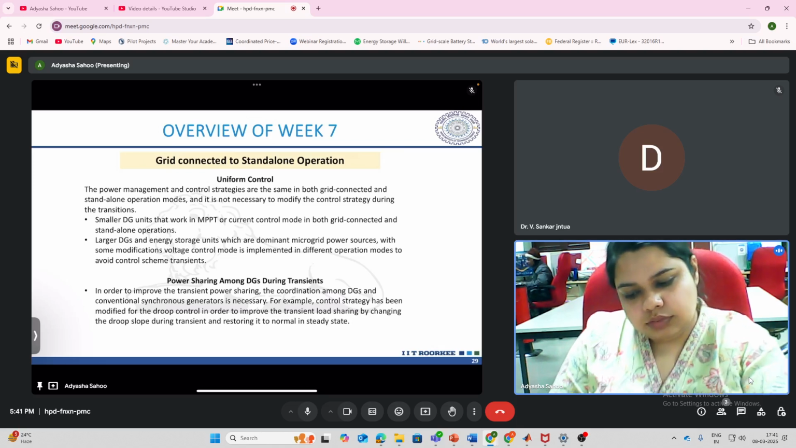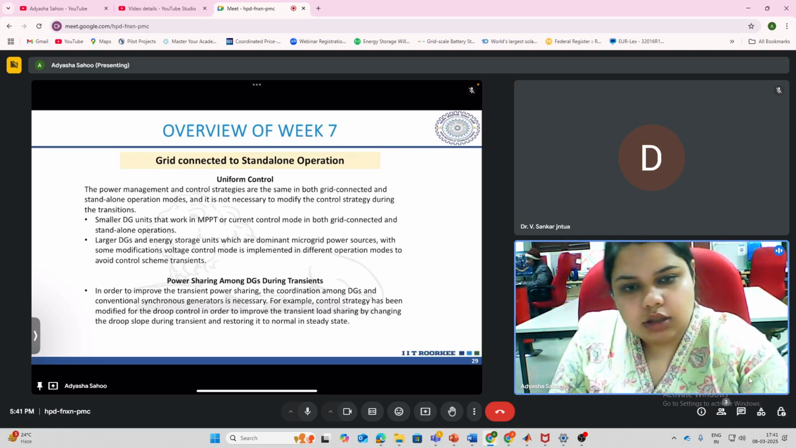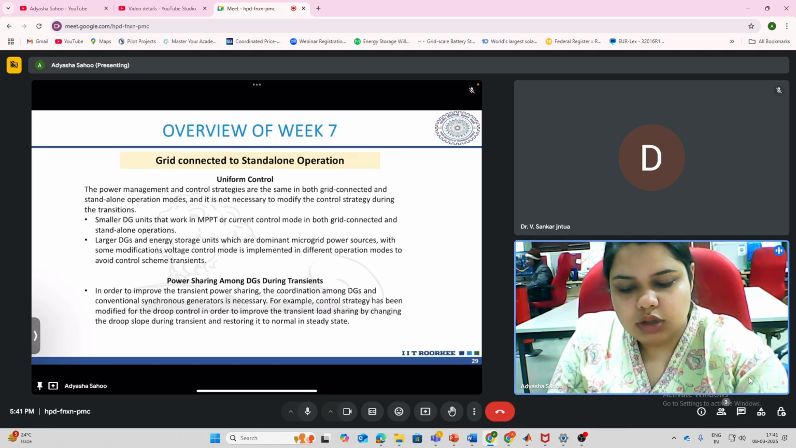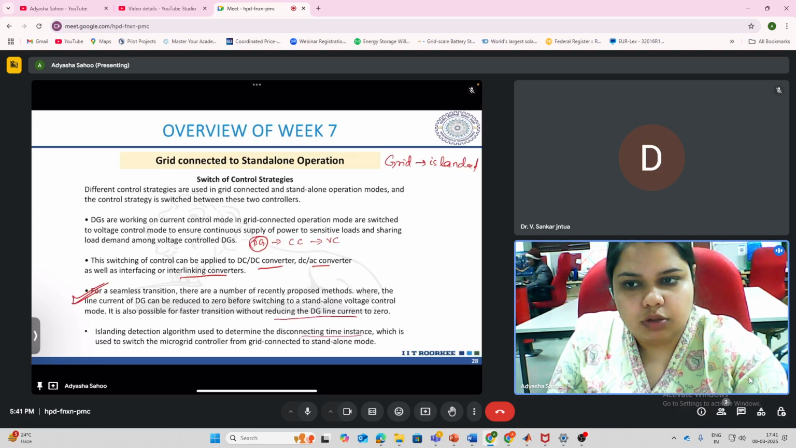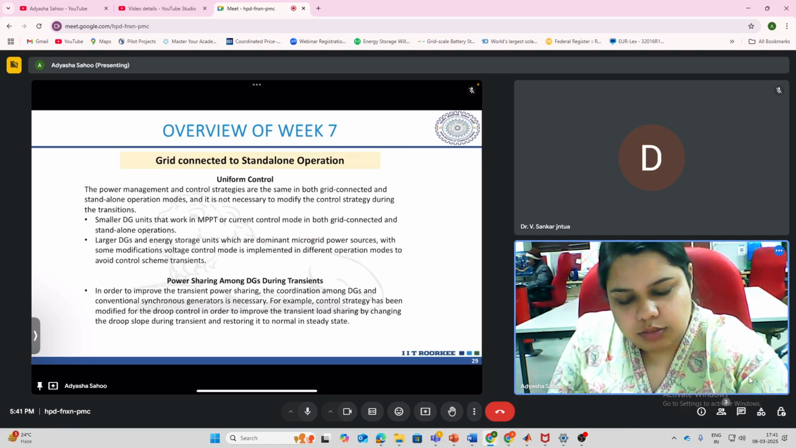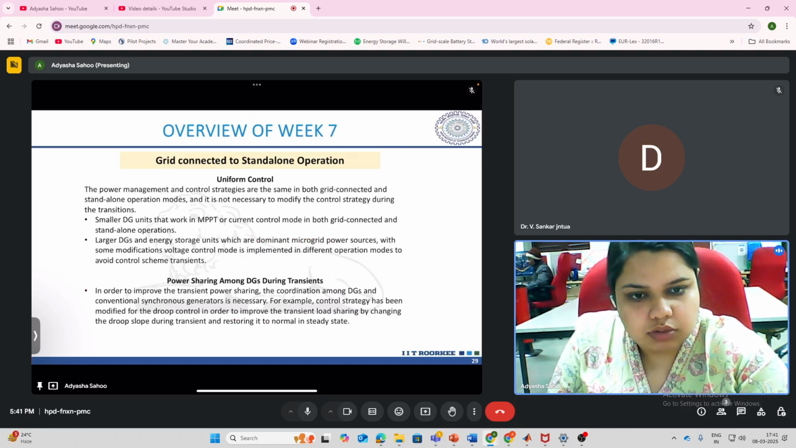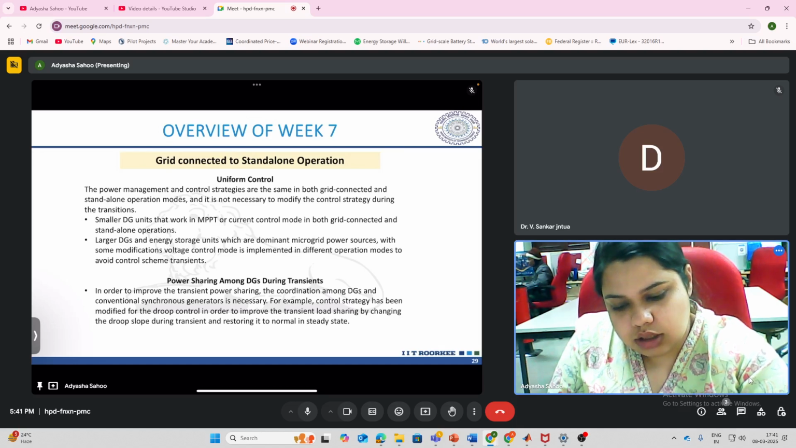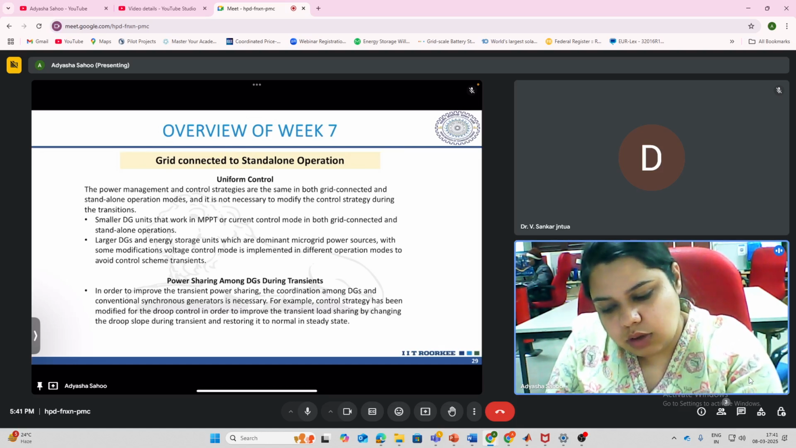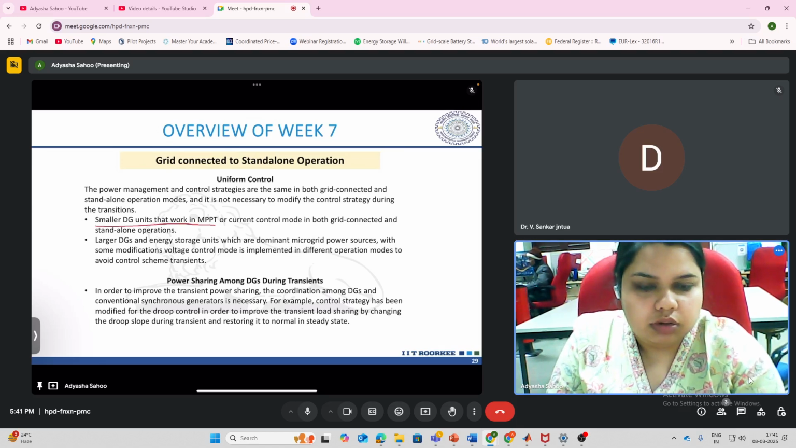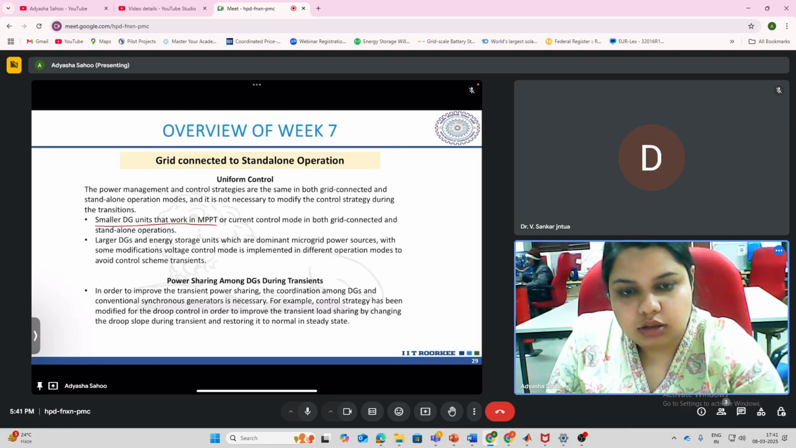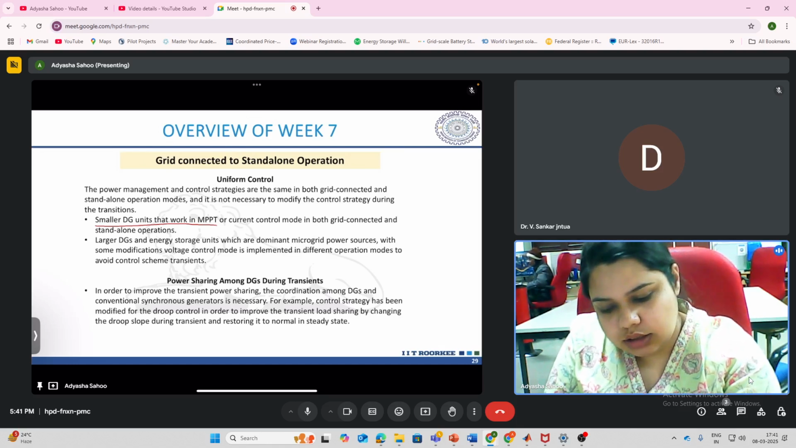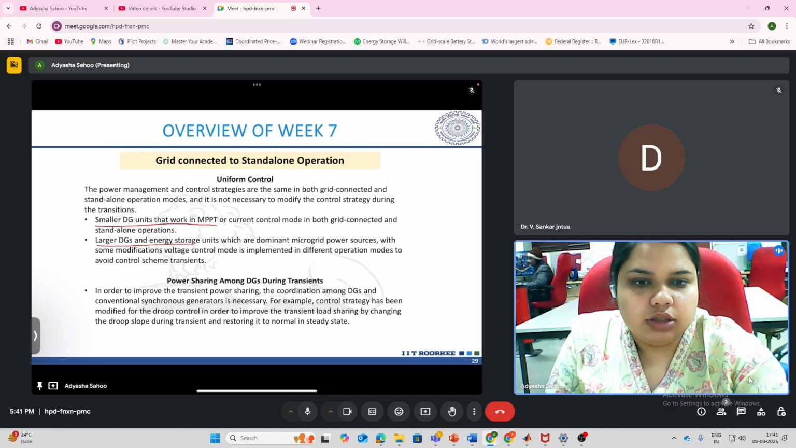Now, this is only the switching operation, how the switching takes place, which we discussed here. Now how will the power management take place when you are going from grid connected to the standalone mode? The smaller DGs will stay in the MPPT mode. They will inject the maximum power that they are generating, but the larger DGs and the storage will coordinate in such a way that the voltage is maintained.